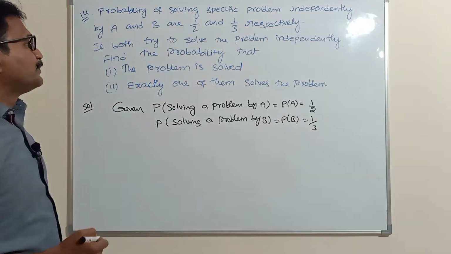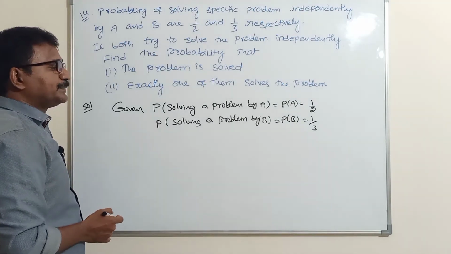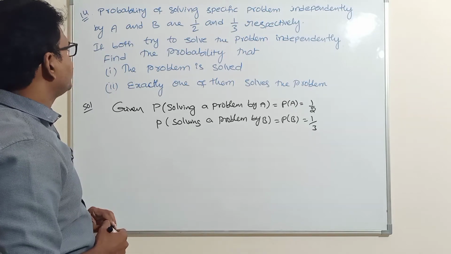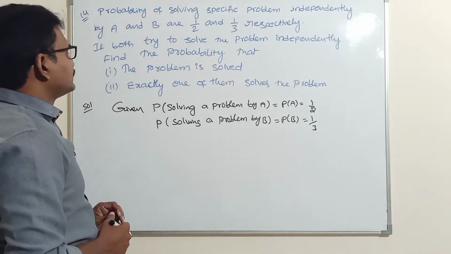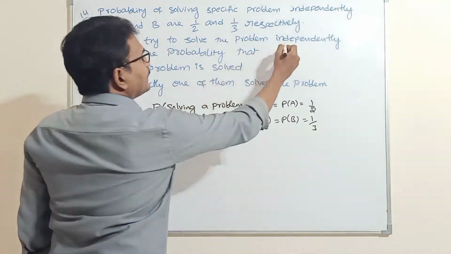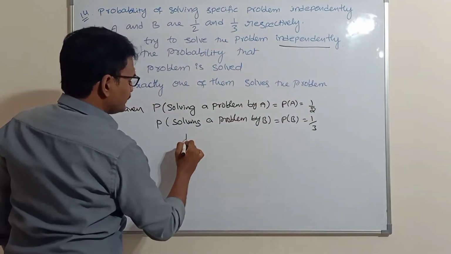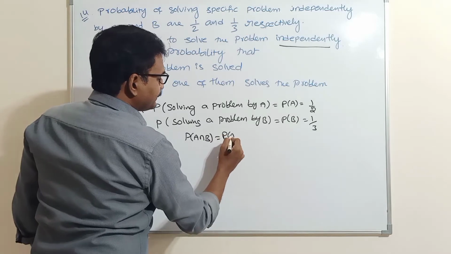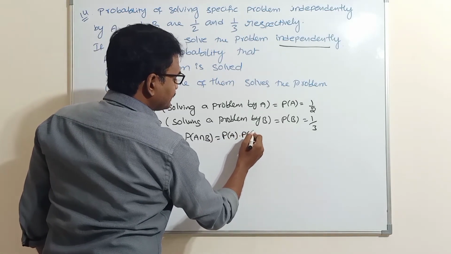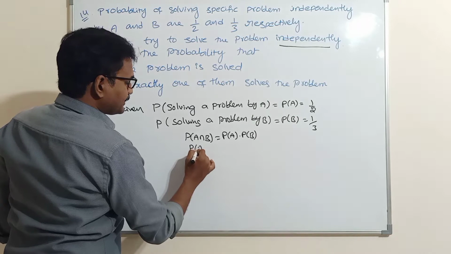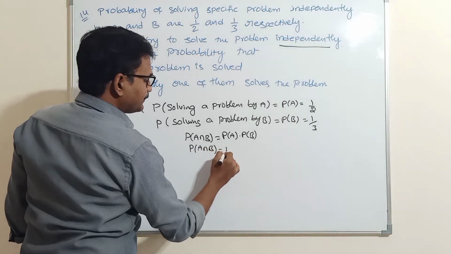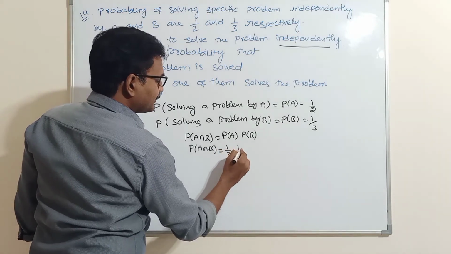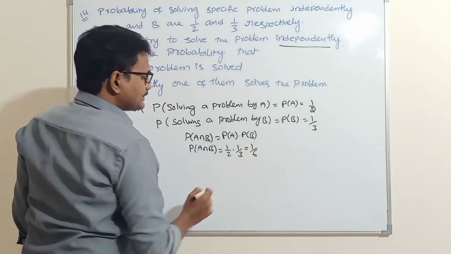Next, if both try to solve the problem independently, that means P of A intersection B is equal to P of A into P of B. Find the probability of the problem being solved independently. If this word is there, P of A intersection B is equal to P of A into P of B. P of A intersection B is 1 by 2 into 1 by 3, that means 1 by 6.